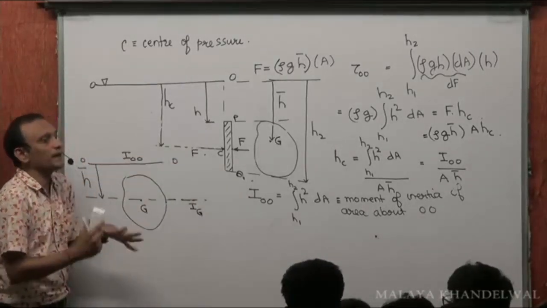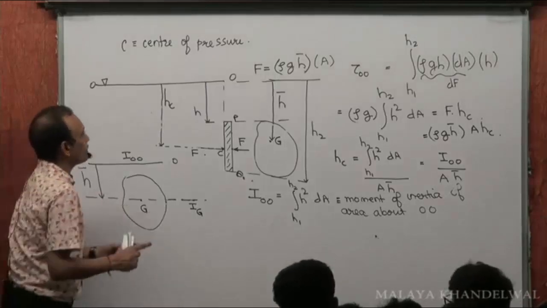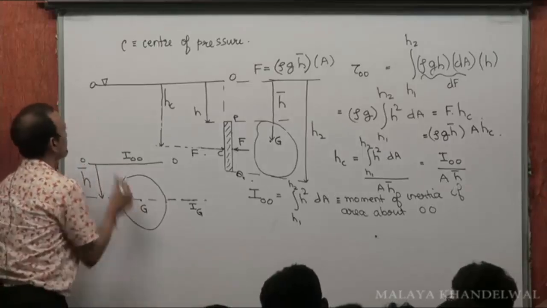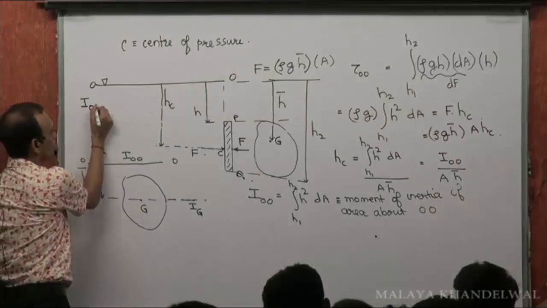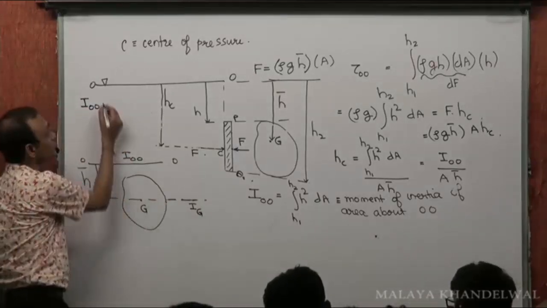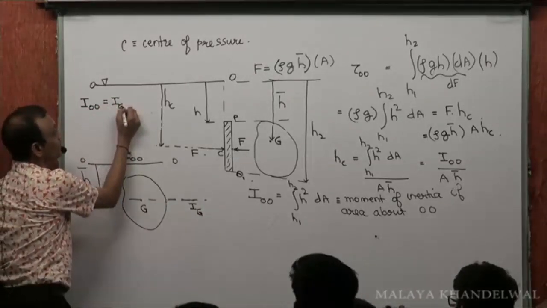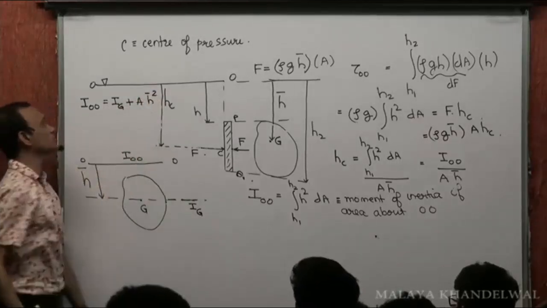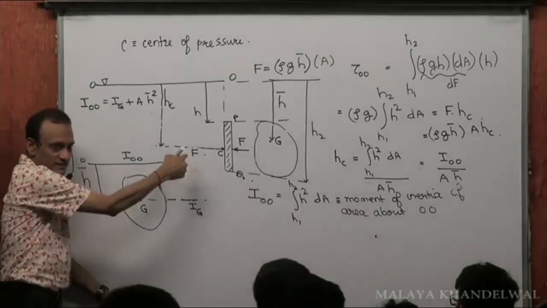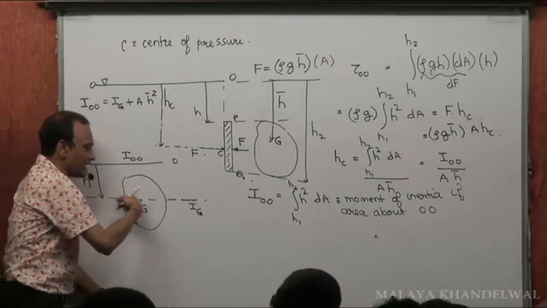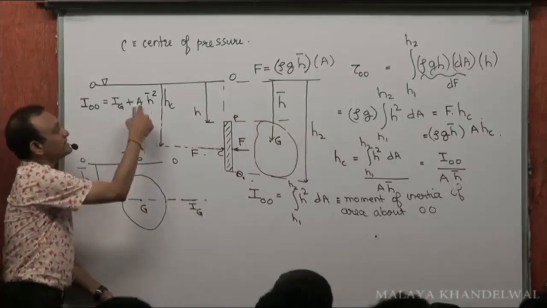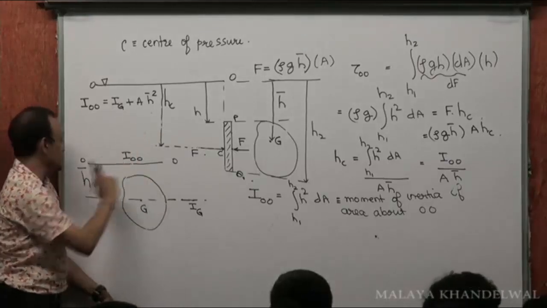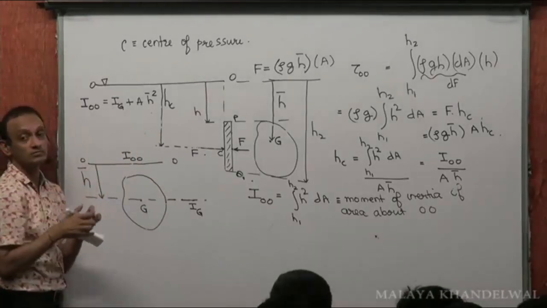Now can I apply the parallel axis theorem to this? For parallel axis, again, masses are to be replaced by areas. So can I say I about OO will be I about G plus A H bar squared? I about the free surface is the same as I about an axis passing through G plus area A, the total area of this, into the square of the distance between these two axes, which is H bar. Yes or no? That's the parallel axis theorem.